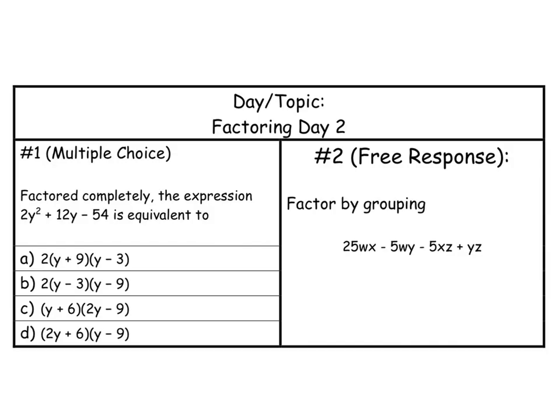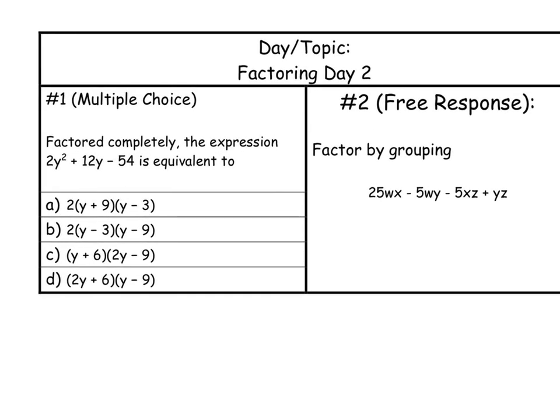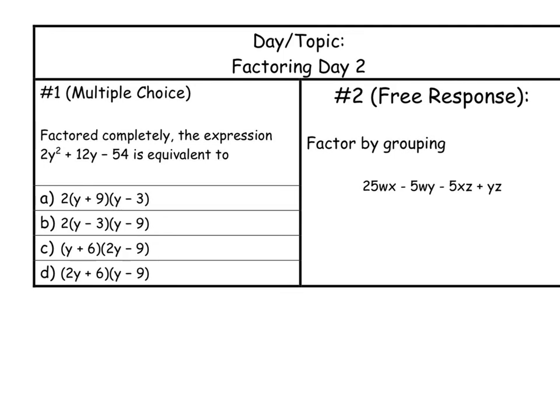Okay, now it's your turn. Multiple choice question number 1. Factor completely the expression 2y squared plus 12y minus 54. First, ask yourself this question: is there a greatest common factor? If there is, factor that out first.